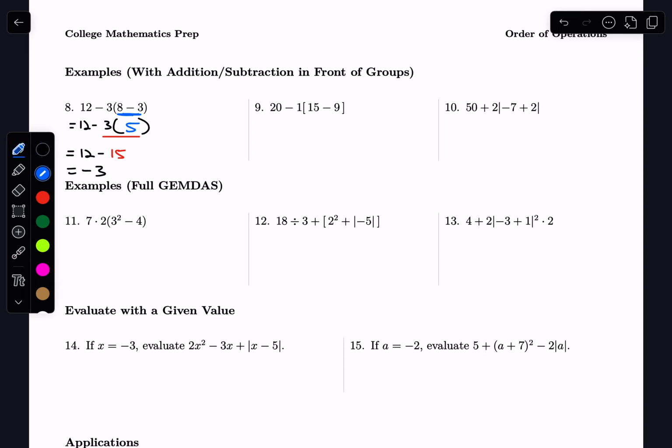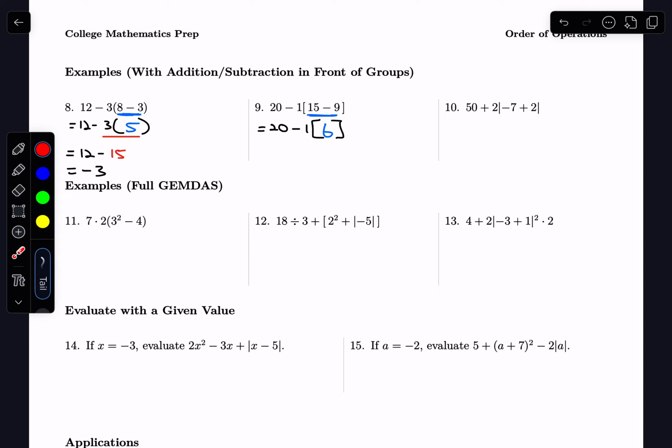Number 9, very similar. We have 20 minus 1 up against brackets 15 minus 9. Those brackets are grouping symbols, so I do 15 minus 9 on the inside to get 6. The rest of the problem stays the same. And this one is a little bit funny because we have a 1 in front of that 6 right there. Sorry, let me actually put brackets around the 6 instead of parentheses, since we had brackets originally. They mean the same thing, but just to match the problem.